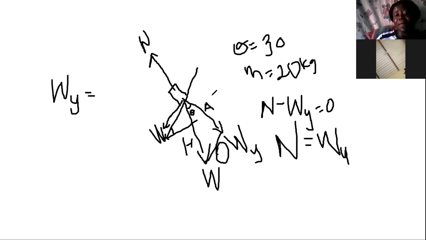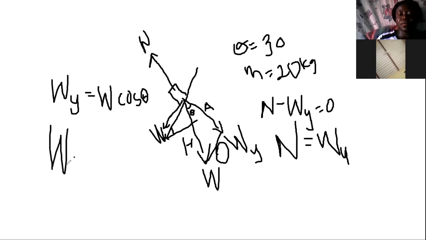So using that, remember this is the adjacent, so we must use the cosine. So it's the weight times cos of theta. Okay, what is our W in X? Our W in X is the same as this one, so that is our sine. So it's W, because the longest one is W, which is your weight, times sine of the angle.